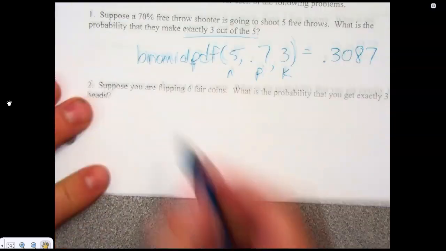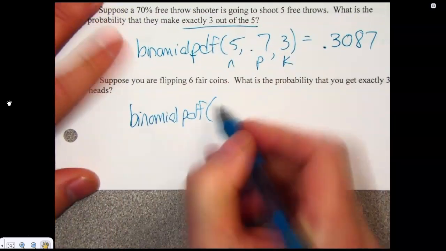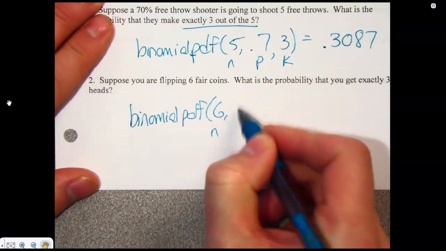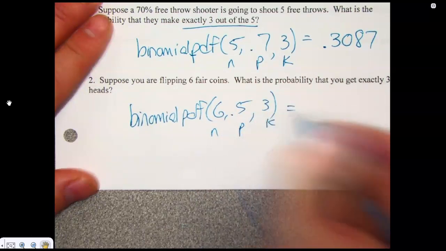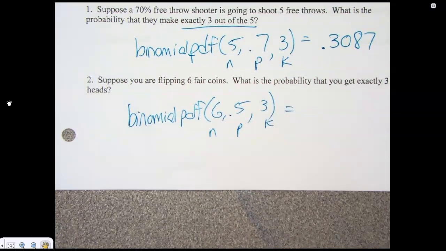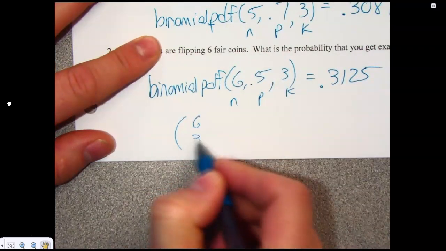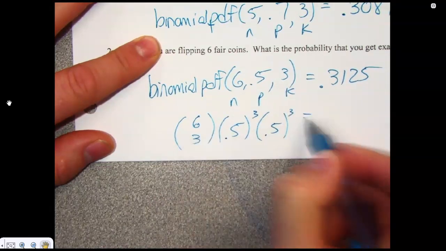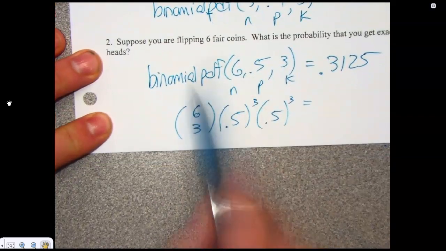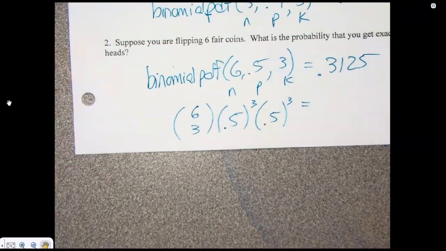Okay. Now your second one. Binomial PDF, your N is 6, your probability, it's a fair coin, so your probability is 0.5. And I want exactly 3 heads. So 0.3125. And this would be the same as if I did 6 choose 3, 0.5 to the third, 0.5 to the third. This is what we're doing. This is what your calculator's doing. It's calculating this stuff. It's just giving you a shortcut. 0.3125, we good on number 2?